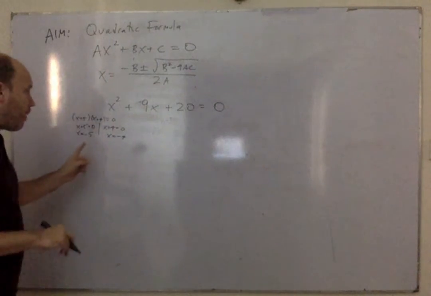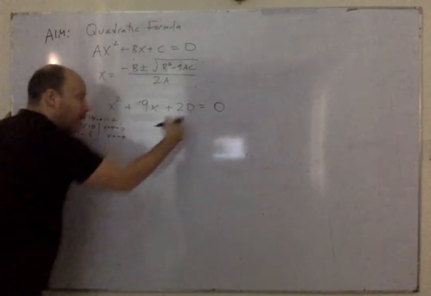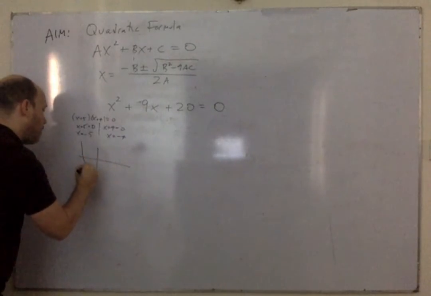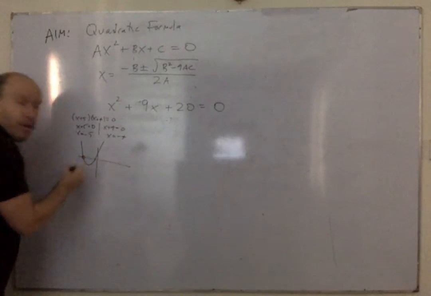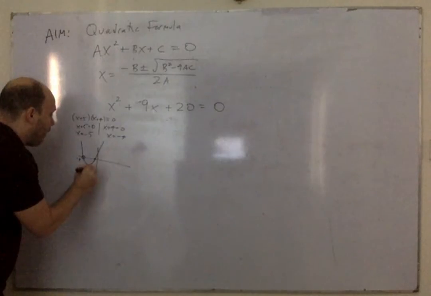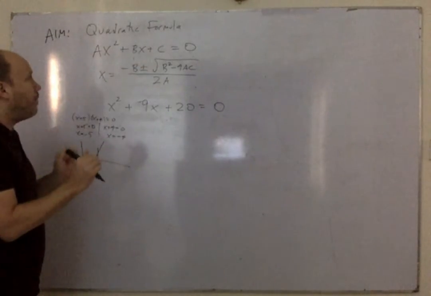That was the first method. Another method is putting this as a parabola, and you would notice that it would look something like this. And you go, oh, my graphing calculator tells me this is negative 5 and this is negative 4. That could work also, or the quadratic formula.